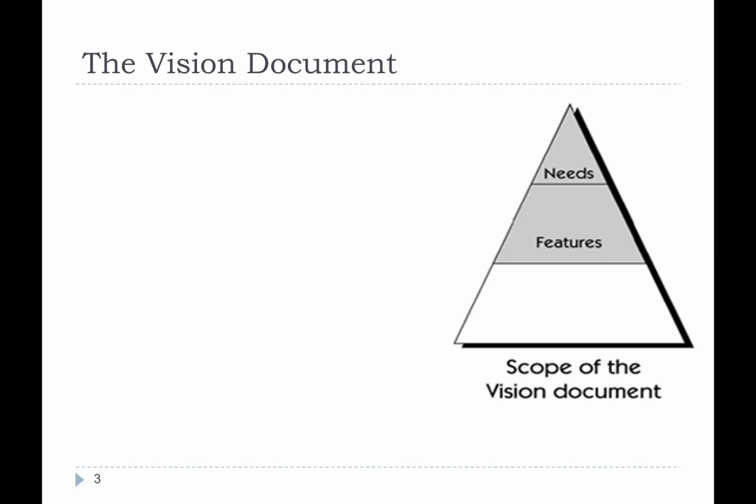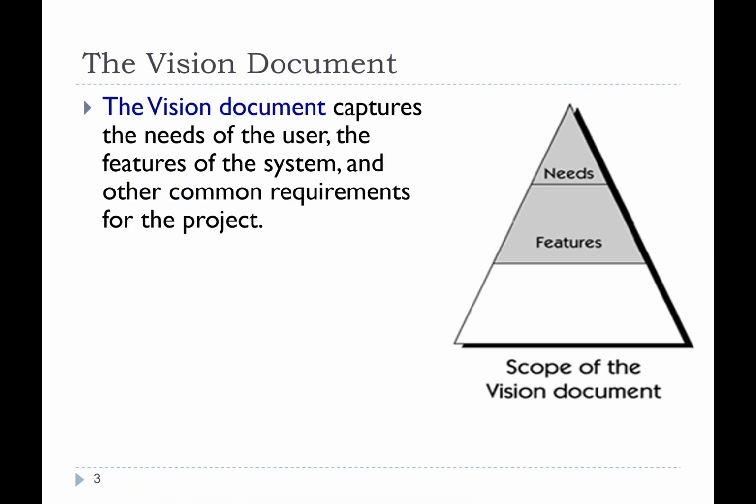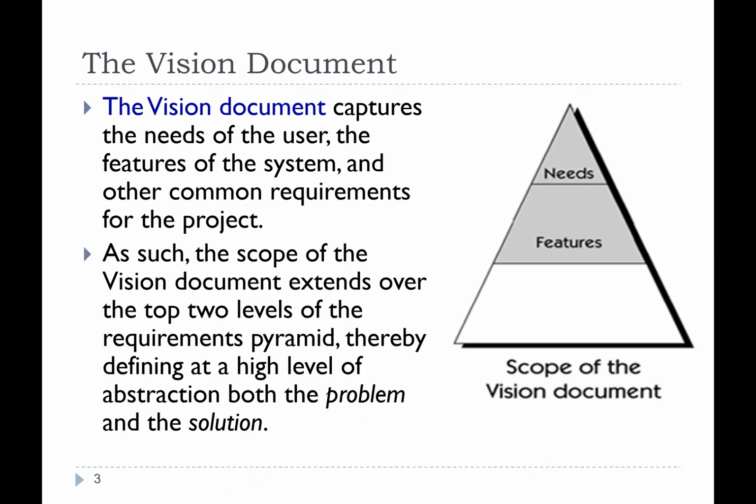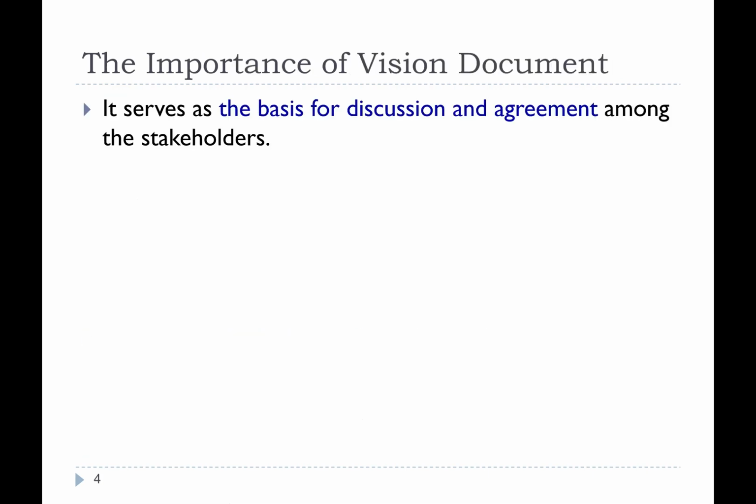All right. So this is the scope of the vision document, which we're going to be talking mainly about the needs and some of the features as well. Okay, so the vision document captures the needs of the user, the features of the system, and other common requirements for the project. And as such, it's called the vision document. It extends over the top two layers of the pyramid, thereby defining a very high level abstraction of the problem, right? Not so much of the solution, but rather the problem. And the solution part comes in the features layer, okay? All right, so the importance of the vision document, okay?